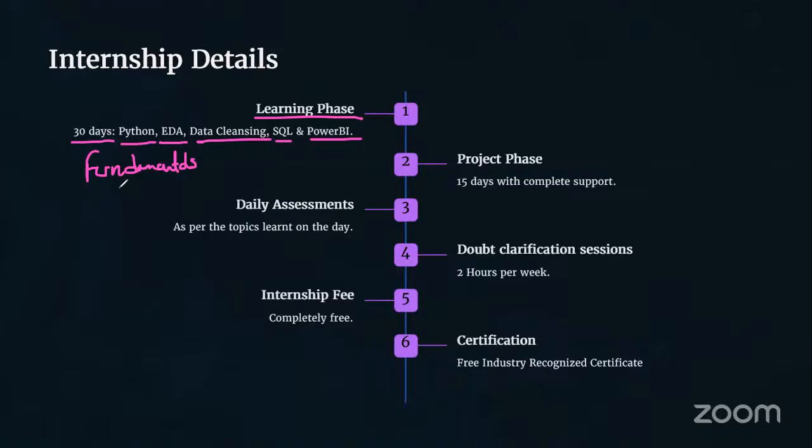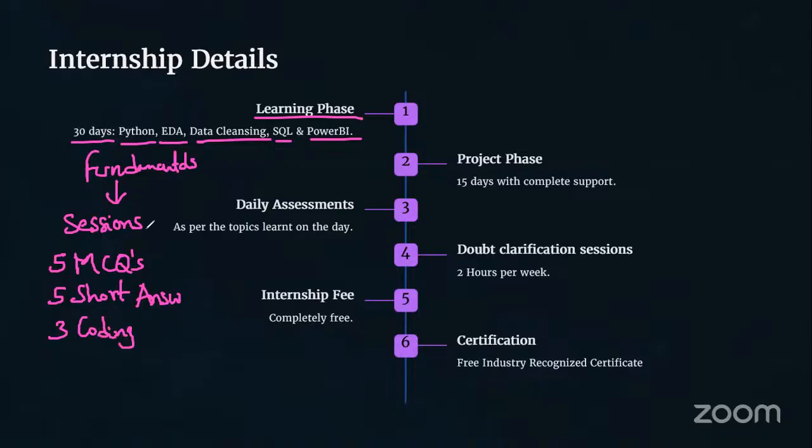What will be your daily activity? On a daily basis, we'll be giving you some sessions which you have to go through. For each and every session that we give, you are supposed to come up with 5 MCQs, 5 short answer questions, and 3 coding questions. By just listening to the session, you have to prepare 5 MCQs along with the answers, followed by 5 short answer questions, question and answer, and 3 coding questions. So for each and every topic, at least a minimum of 13 questions is what we are expecting from your side.